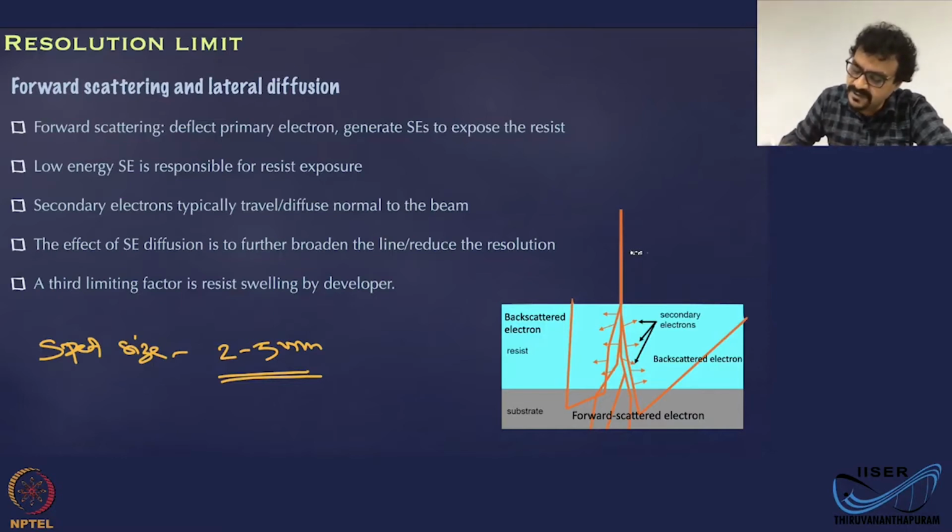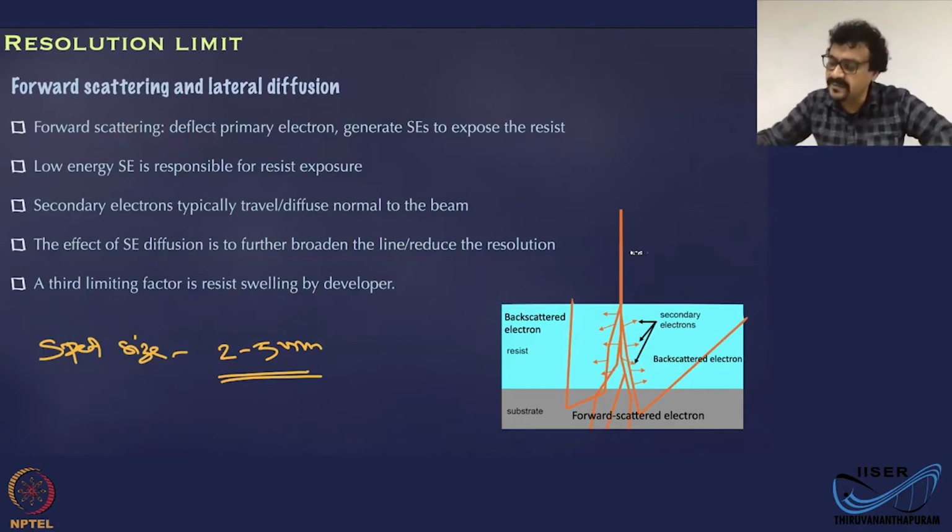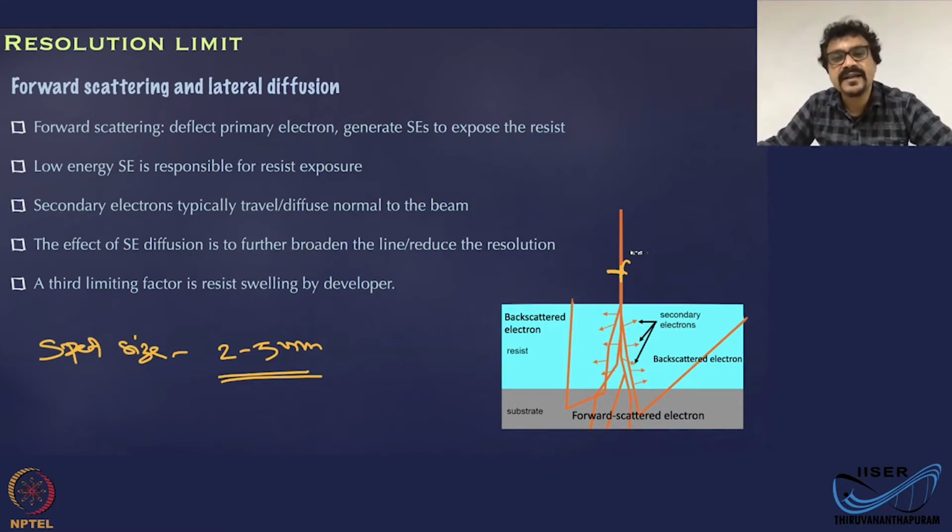Lateral diffusion of the secondary electron and also the forward scattering characteristics. The forward scattering deflects the primary beam. The primary beam is here. Okay, this is the primary beam. The forward scattering deflects this primary beam. Okay, and it also generates the secondary electrons here, which are shown by these thin small arrows.